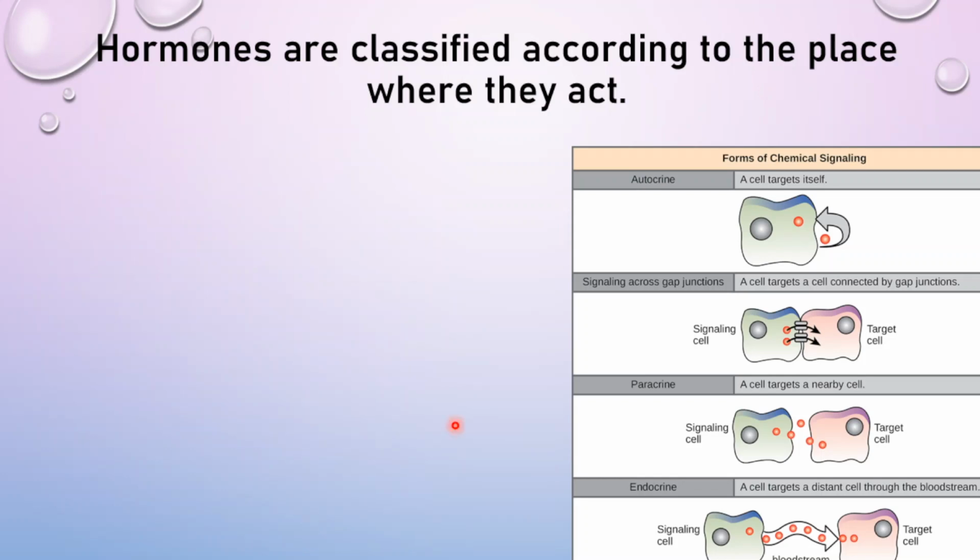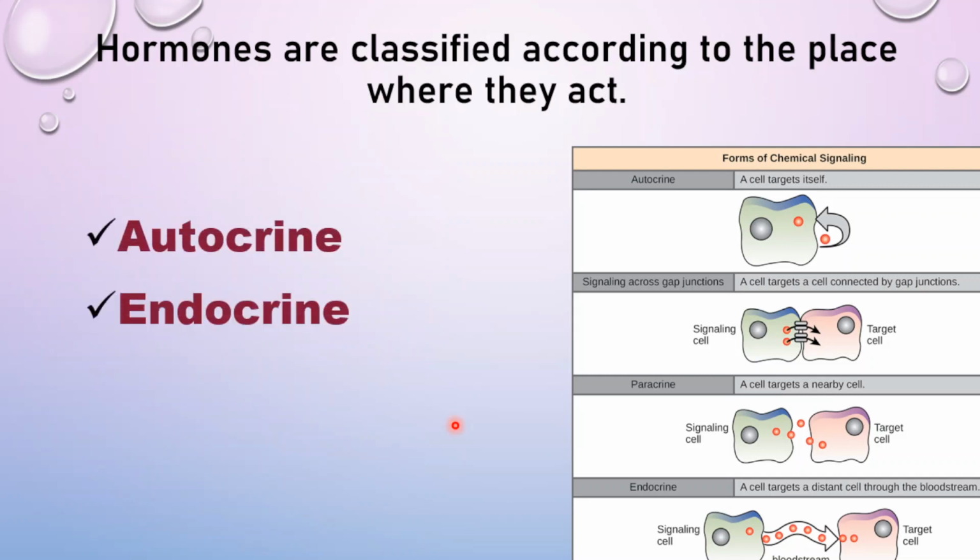Under this category, there are 3 types: autocrine, endocrine and paracrine. And this picture clearly describes these 3 types. Autocrine, a cell targets itself like this. Paracrine, a cell targets a nearby cell, and this target cell is a neighboring cell. Endocrine, a cell targets a distant cell through the bloodstream.